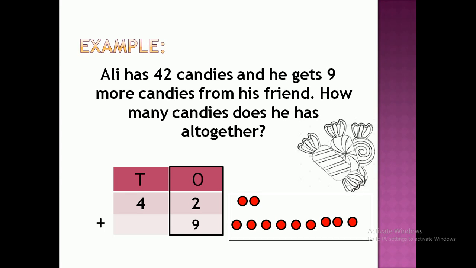So let's start. 1 2 3 4 5 6 7 8 9 10 11. When we add 2 into 9, we get 11.